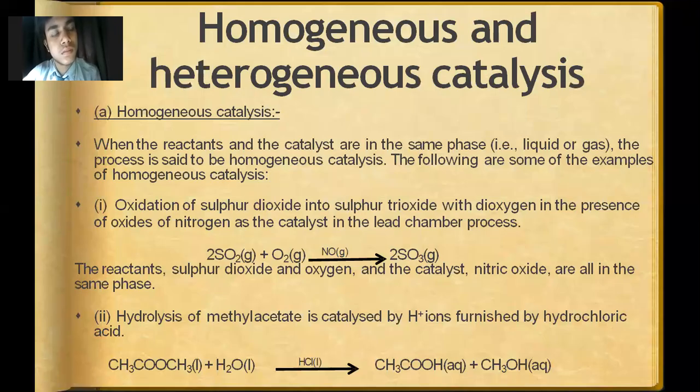The reactants sulfur dioxide and oxygen and the catalyst nitric oxide are all in the same phase. So this is homogeneous catalysis. Second is the hydrolysis of methyl acetate, catalyzed by H positive ion furnished by hydrochloric acid. Okay, if you want to do the reaction of methyl acetate, in this situation we are reacting the water and acetate both in liquid phase, and we are taking HCl in liquid phase. So this is also an example of homogeneous reaction.